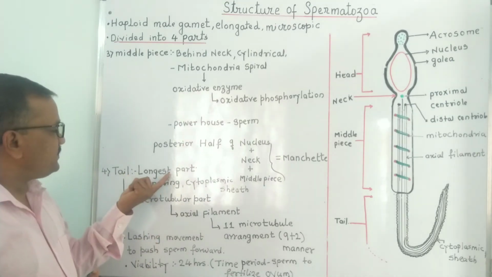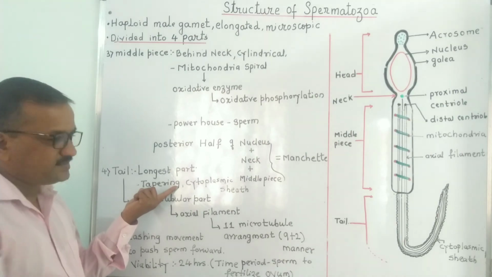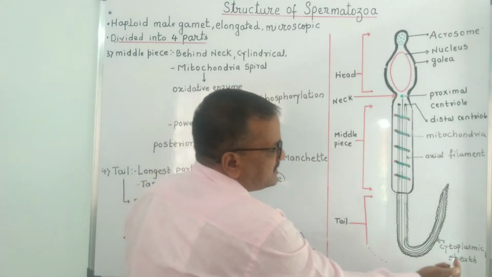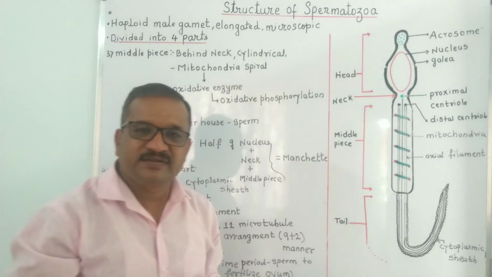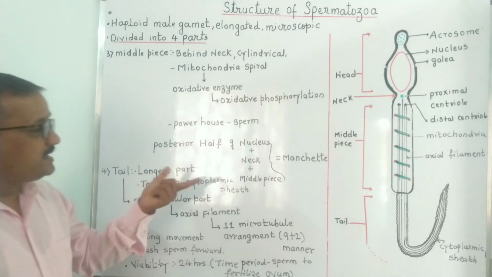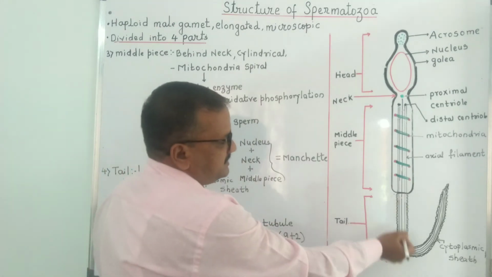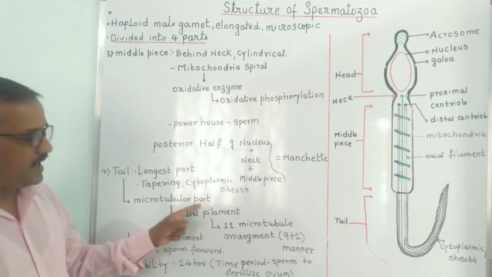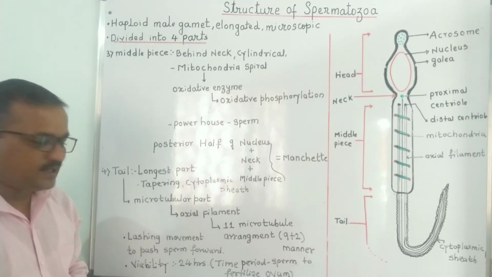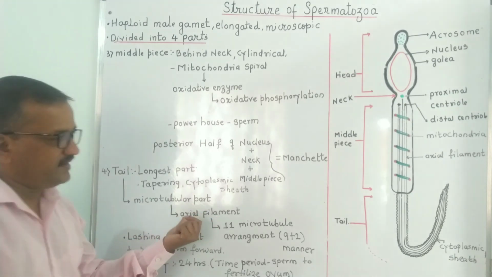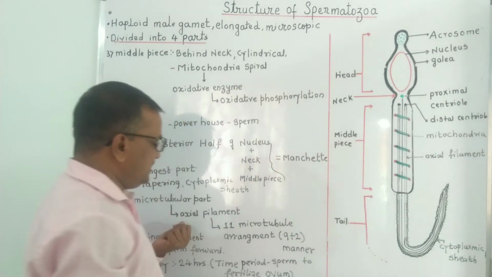So it is the longest part. It is tapering in nature. And it is covered by a cytoplasmic sheath. So the covering is called as what? Cytoplasmic sheath. Inside this tail region, if you observe, you will come to know that it consists of a microtubular part. This microtubular part has the axial filament.